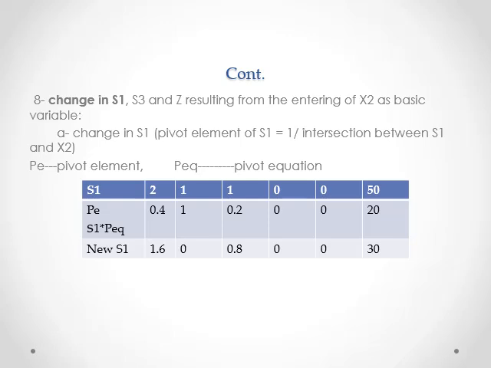The first row copied the values of S1 as given in the primal table. Let's check the pivot element of S1. The pivot element of S1 equals 1, at the intersection between S1 and X2 as the entering variable.